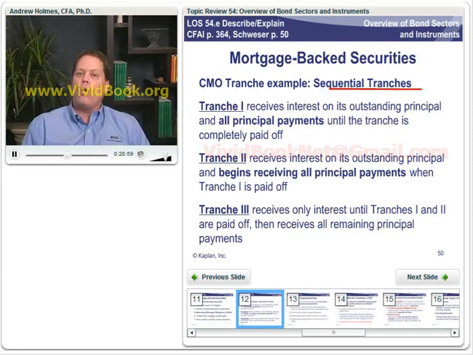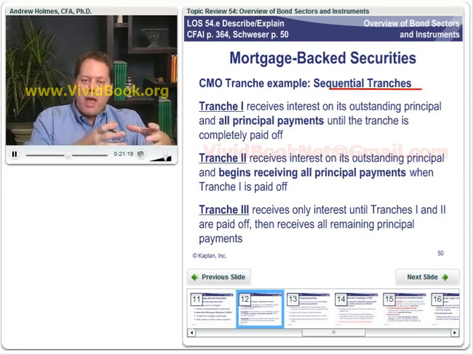Once tranche 1 is paid off, then we're going to direct the cash flows into tranche 2 until they're completely paid off. Then we'll direct finally the principal payments into tranche 3, and they will be paid off last. What that means is if interest rates fall and prepayments come in quick, then the short tranche is going to bear most of this prepayment risk early on.